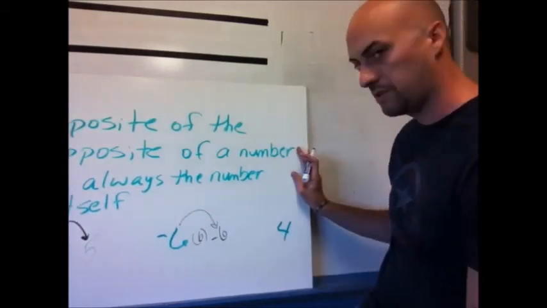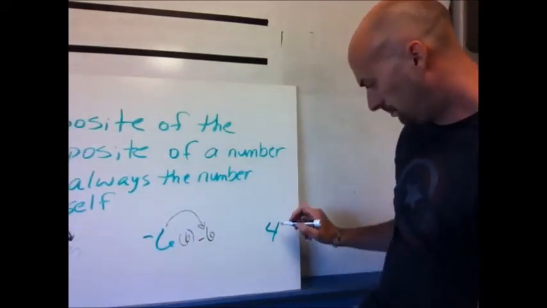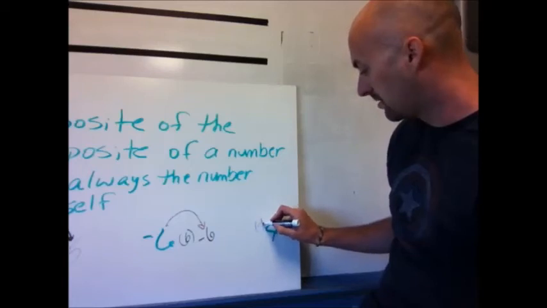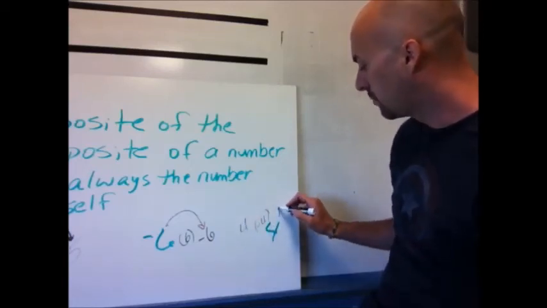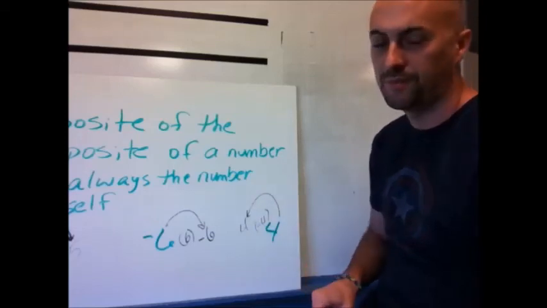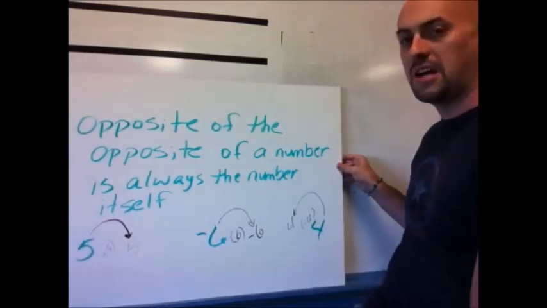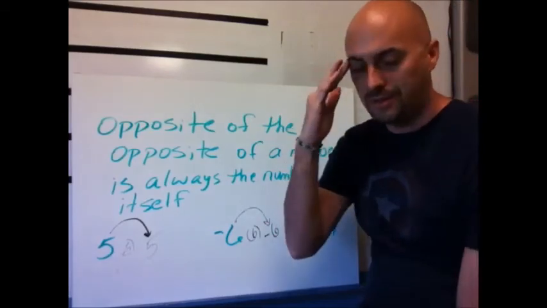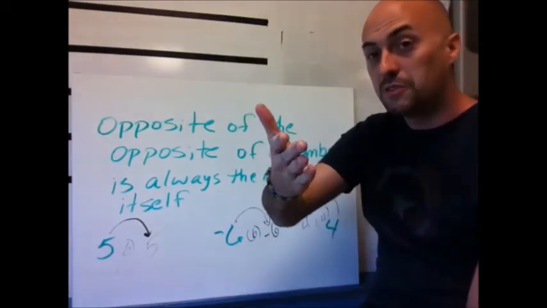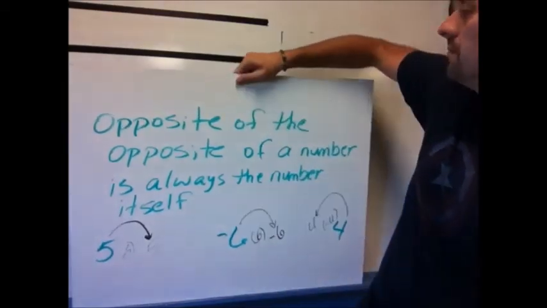Okay, one last one over here. Let me just scoot this for you. 4, the opposite of 4 is negative 4. The opposite of its opposite would be 4. Right back to where I started. Okay, that's all that's saying. The opposite of the opposite. That's one of those things where you have to stop, think about what it's saying. Don't let yourself get too confused too soon. Okay, and go with it.